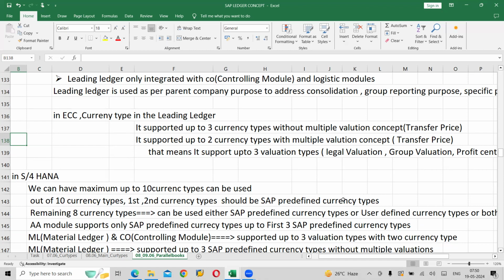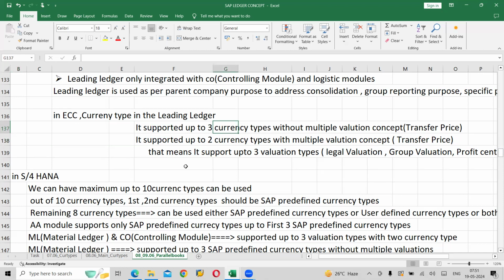Now, when it comes to non-leading ledger, sir. Leading ledger in the sense of which valuation you are going with, it clearly says that if you are using 3 currencies, you are not supposed to use multiple valuation. Only one valuation you need to have. Correct. So if you want to use 3 currency types, then what would be your approach?